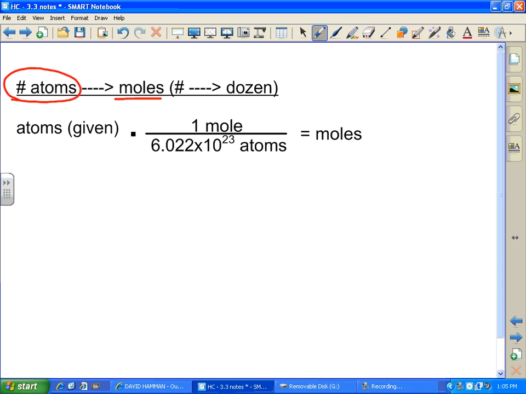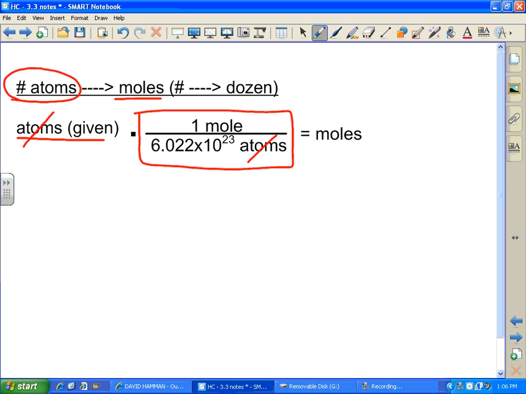And we can see here we start with what we're given, which is the number of atoms. We're going to multiply by our conversion factor, Avogadro's number. But what we're going to do now is have the conversion factor flipped so that atoms of the element can cancel out, and we're left with moles in our calculation, which is moles in our answer.